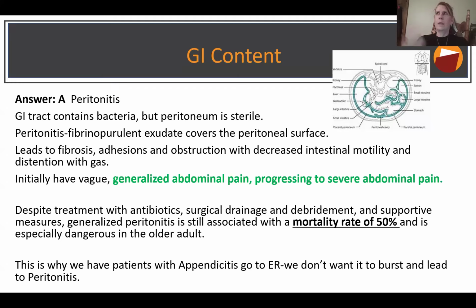And hopefully it gets diagnosed really quickly. They get the person on antibiotics. Sometimes they have to do surgical debridement and drainage. But yeah, it can be very dangerous, especially for an older adult. So again, if we think somebody has an appendicitis, let's get them to the ER. We don't want that appendix to burst, because then they can be put in this situation, which isn't good.